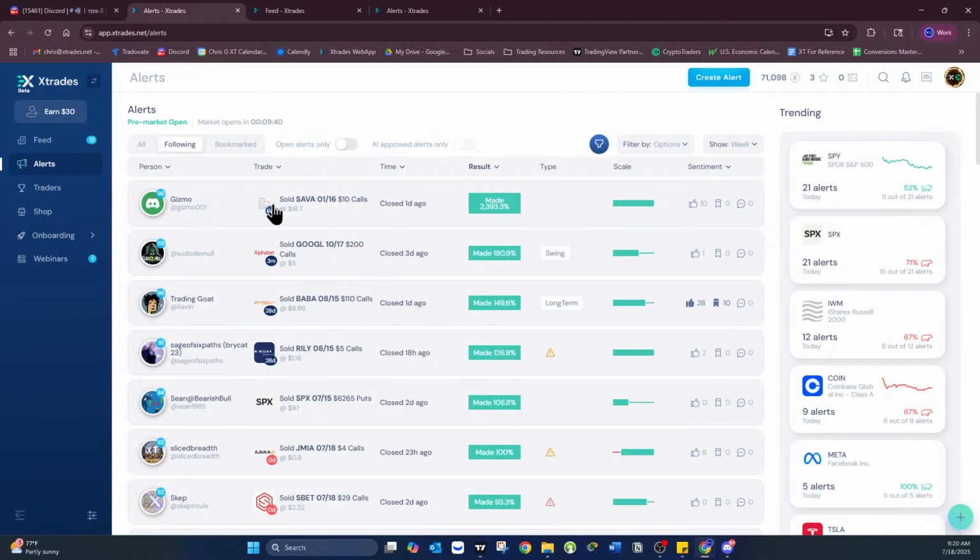Oh my God, Sava, what the hell? I think this was a glitch, if I'm not mistaken. This 2,000% gain, I think this was a glitch, but it doesn't mean that we don't have some banger trades literally every week, it seems.